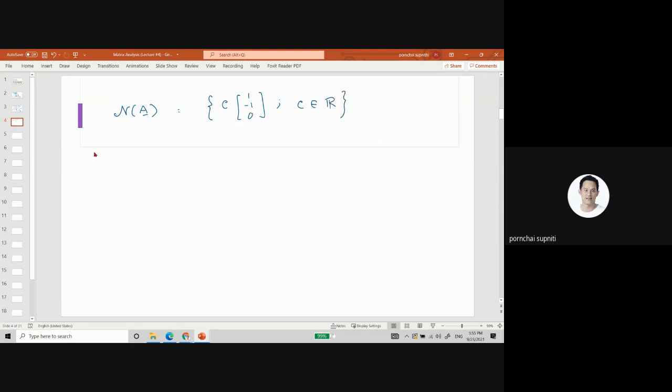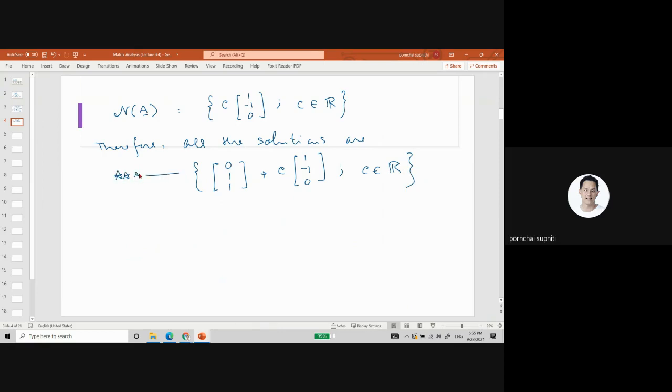Therefore, all the solutions are the set of a particular solution, in which case it is (0, 1, 1), plus C multiplied with (1, -1, 0), which is the null space, where C is a real number. So this is what we have.